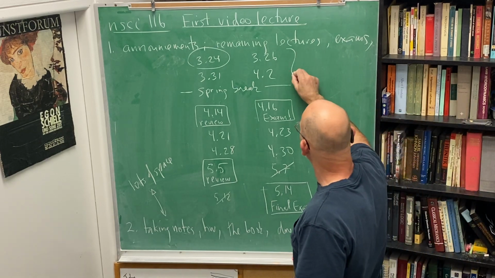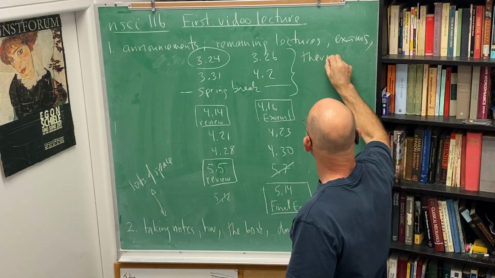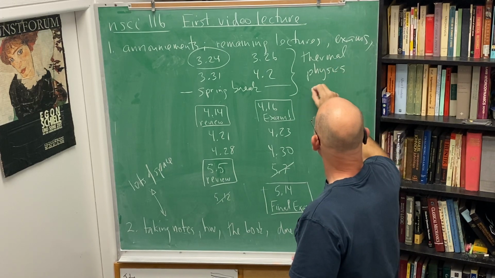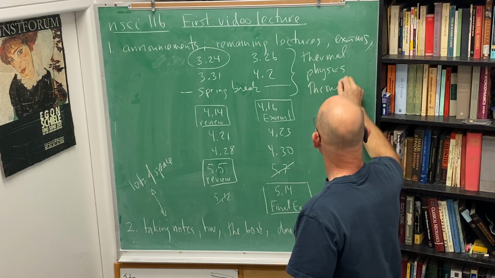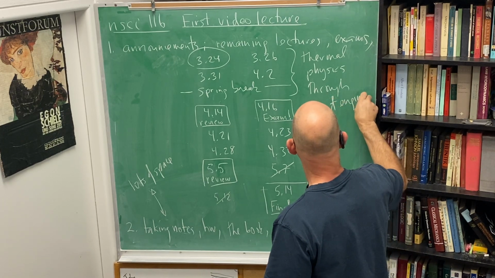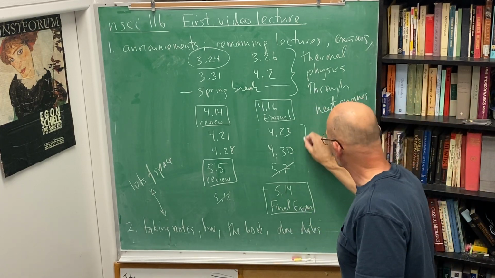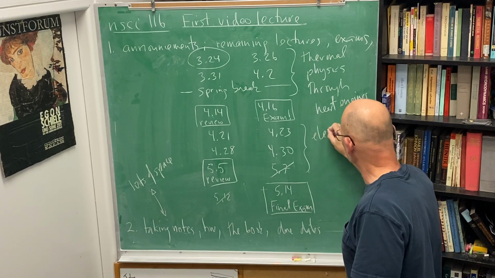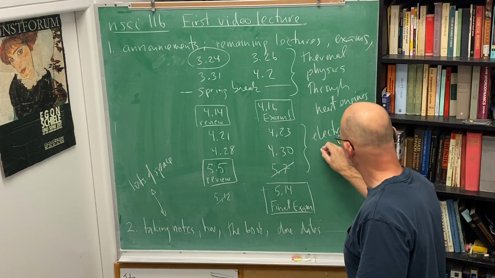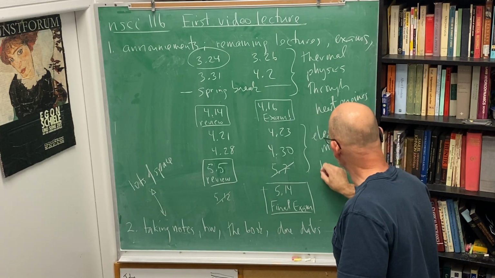Material here, heat engines, so thermal physics through heat engines. Heat engines. Okay, that's the material here. Down here, electricity and magnetism. I'll just write electricity, motors, the grid.